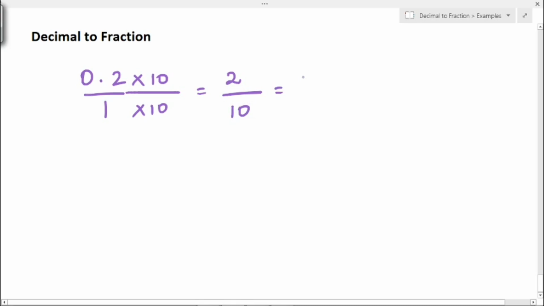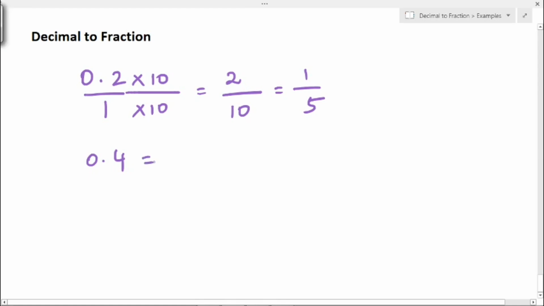If you simplify, you will get 1 divided by 5, because both the numbers are divisible by 2. So 2 divided by 2 is 1, and 10 divided by 2 is 5. So the fraction value of 0.2 is 1 divided by 5. Next example is 0.4. Now we will see the easy way of converting a decimal into a fraction.